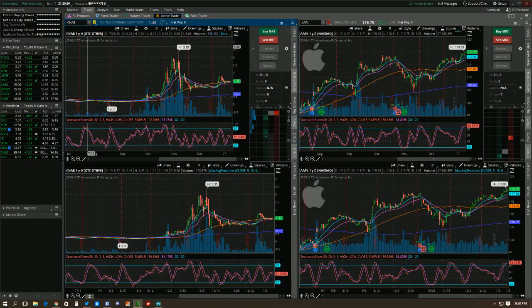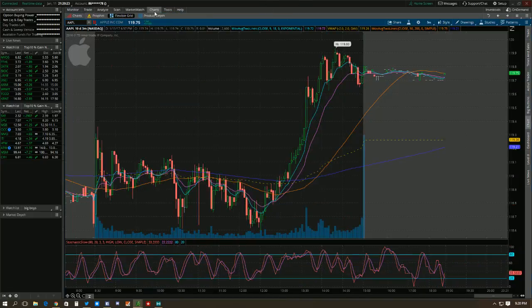You buy the 120 strike on Apple, and if it goes up, you make money. And ideally, you want it to get, well, I'm not going to get too much into that.